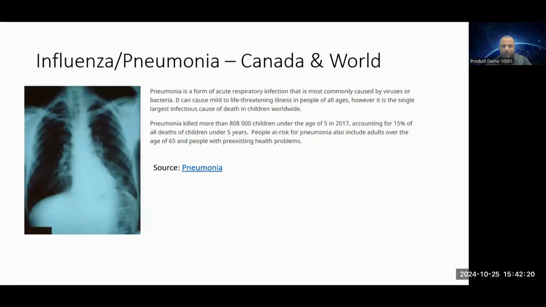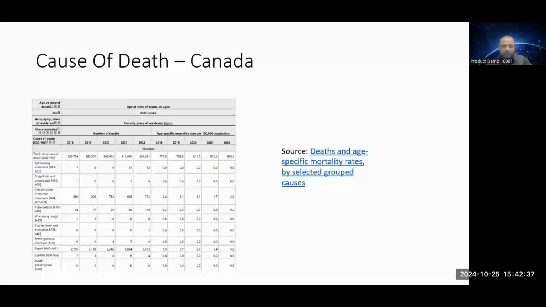One more reason for casualties or fatalities was pneumonia. It kills about 800,000 or so children under the age of 5. In 2017, about 15% of deaths were of children under 5 years of age. These statistics are from Stats Canada as well.